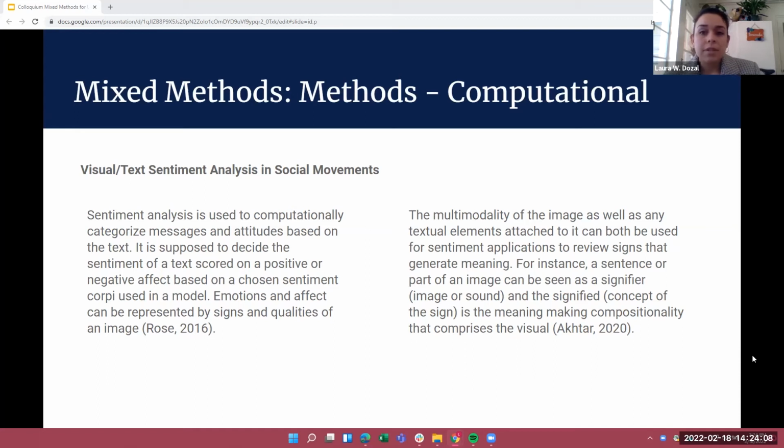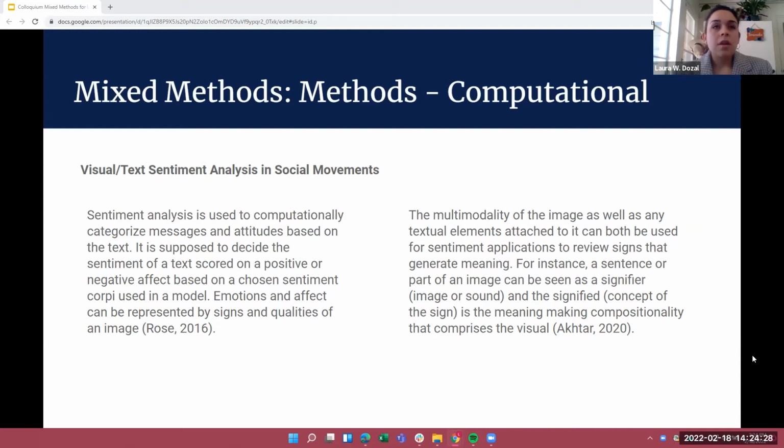For instance, a sentence or part of an image can be seen as a signifier, which is like an image or a sound, and the signified, which is the concept of a sign, is the meaning-making composition that comprises the visual.